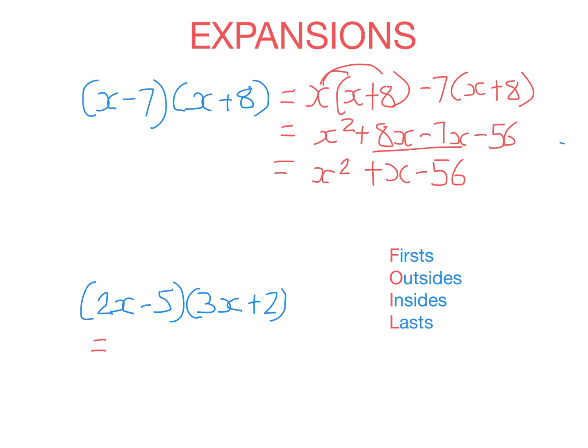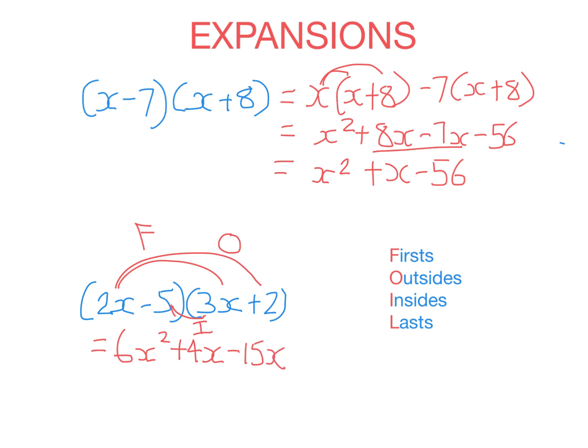So if I were to expand these here, F means first, I multiply the things first in each bracket. So that's 2x times 3x, which gives 6x squared. So that's the F. O means I multiply the thing on the outside of each bracket, so that's 2x times +2, which is 4x. I multiply what's inside each bracket, so that'll be -5 times 3x, which is -15x.